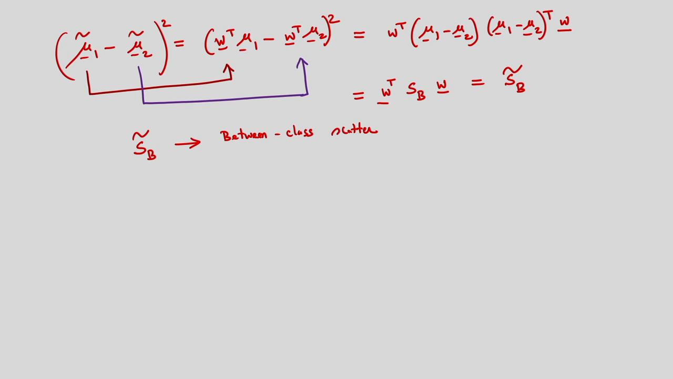In this expression, we are determining mu 1 tilde, which is nothing but W transpose mu 1. So mu 1 is the original mean of the samples, and mu 1 tilde is the projected mean. Similarly, mu 2 is the mean of the original samples, and mu 2 tilde is the mean of the projected samples. From this you can determine the between class scatter SB. SB tilde is the between class scatter of the projected samples y, and SB is the between class scatter of the original samples.